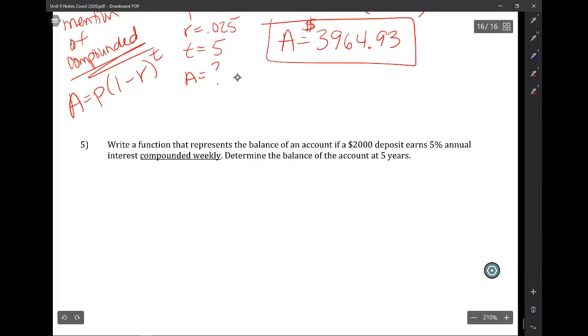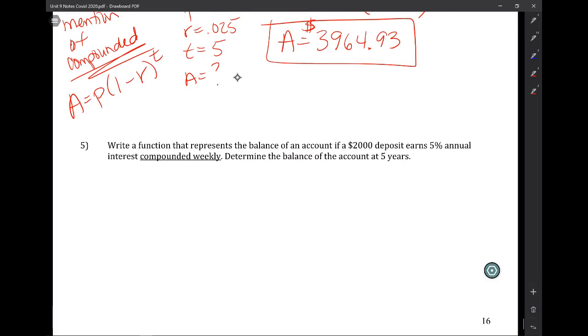Last one. Number 5, write a function that represents the balance of an account if a $2,000 deposit earns, so adding, 5% compounded weekly. So, okay, compounded, there's that fancy word, so we know we have to use our new formula, so 52. So write a function. That's part A. Write a function.